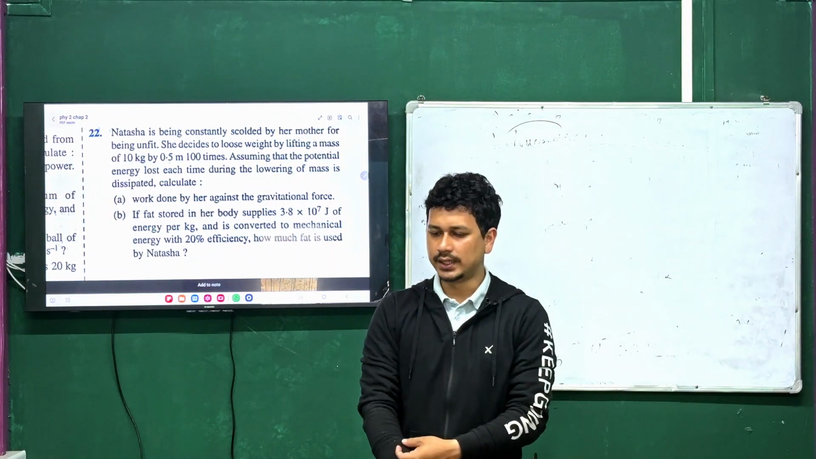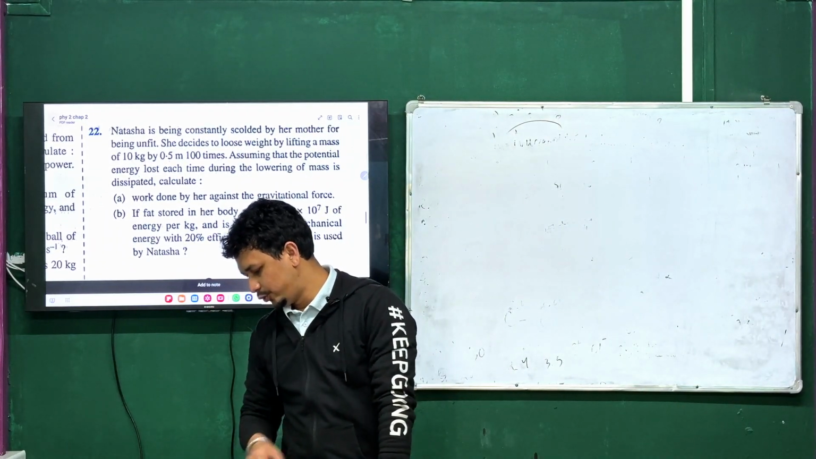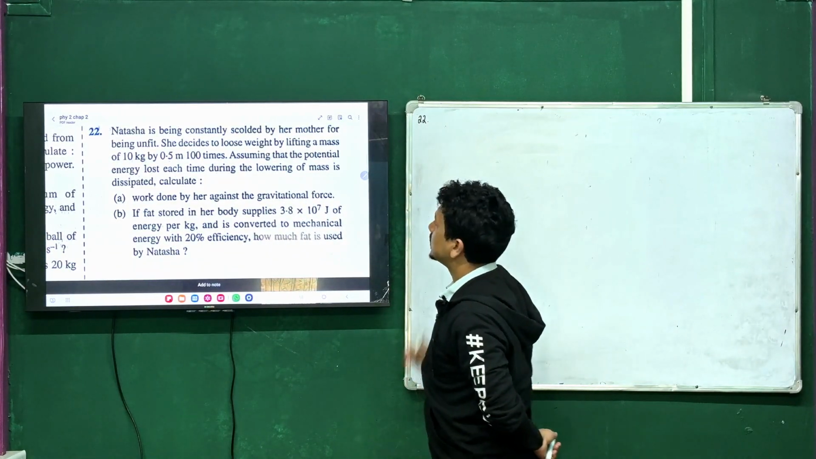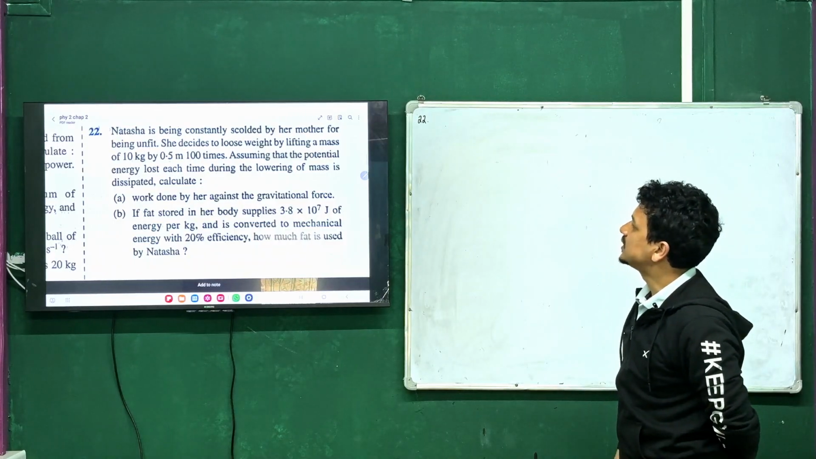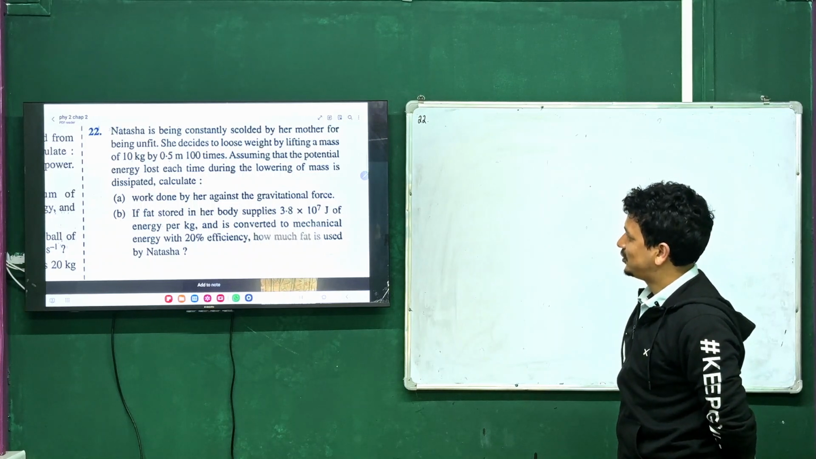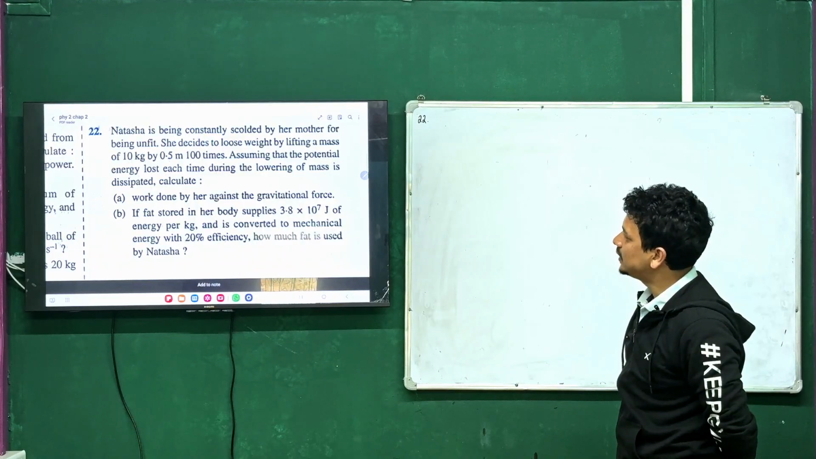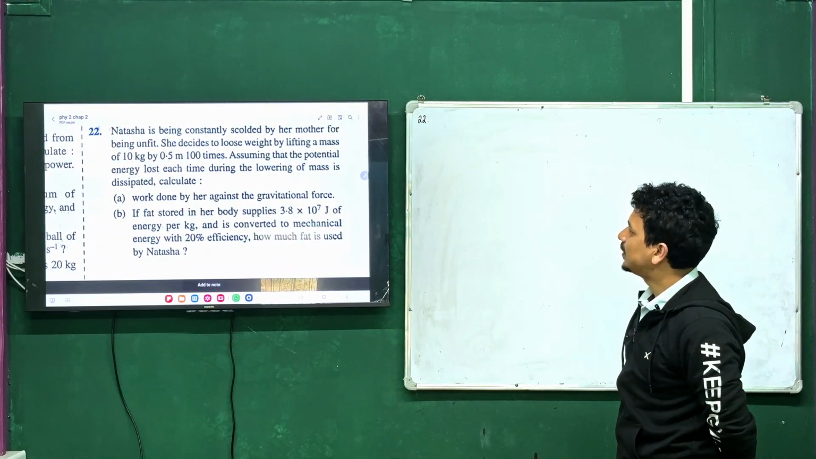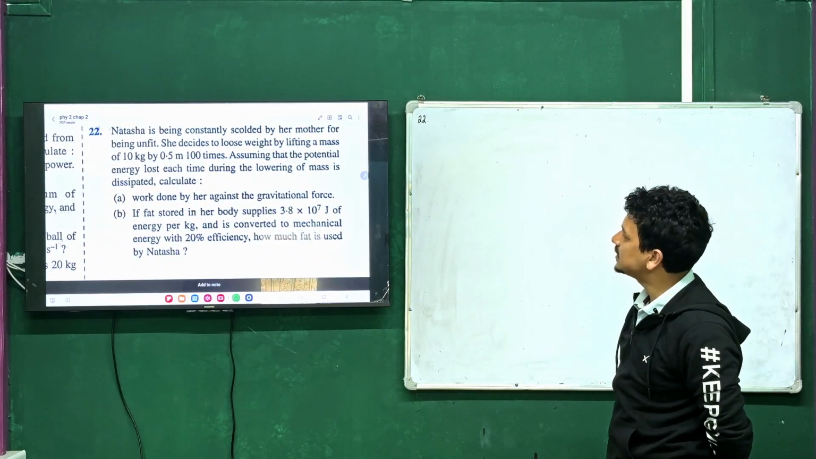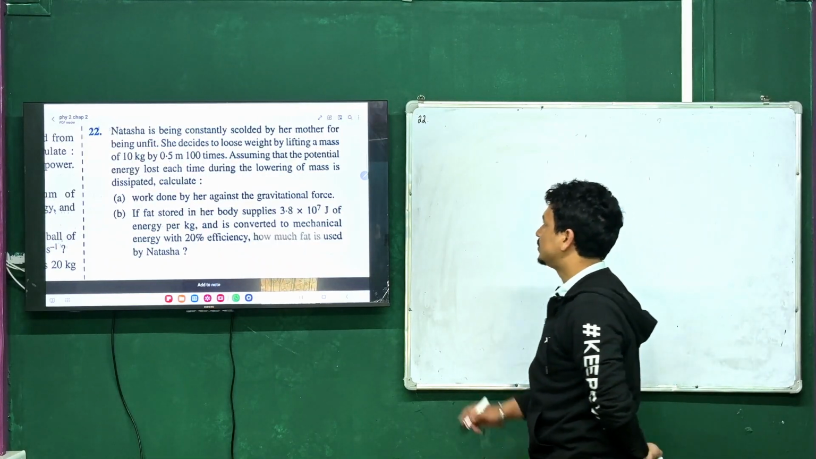Okay, so let's continue with the numericals of chapter 2. This is 2B, question number 22. What does the question say? Natasha is being constantly scolded by her mother for being unfit. She decides to lose weight by lifting a mass of 10 kg by 0.5 meter 100 times. Assuming that potential energy lost each time during lowering of mass is dissipated, calculate the work done by her against the gravitational force. So it's easy only.